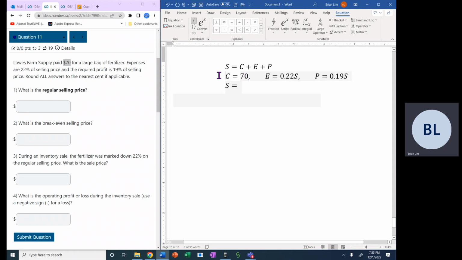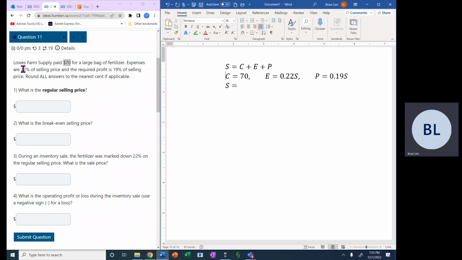The expense is 22% of the selling price. So expense is equal to 0.22s. And the profit is 19% of the selling price, so that is 0.19s. So the regular selling price would be the cost, which is $70, plus the expense, which is 0.22s, plus the profit, which is 0.19s.